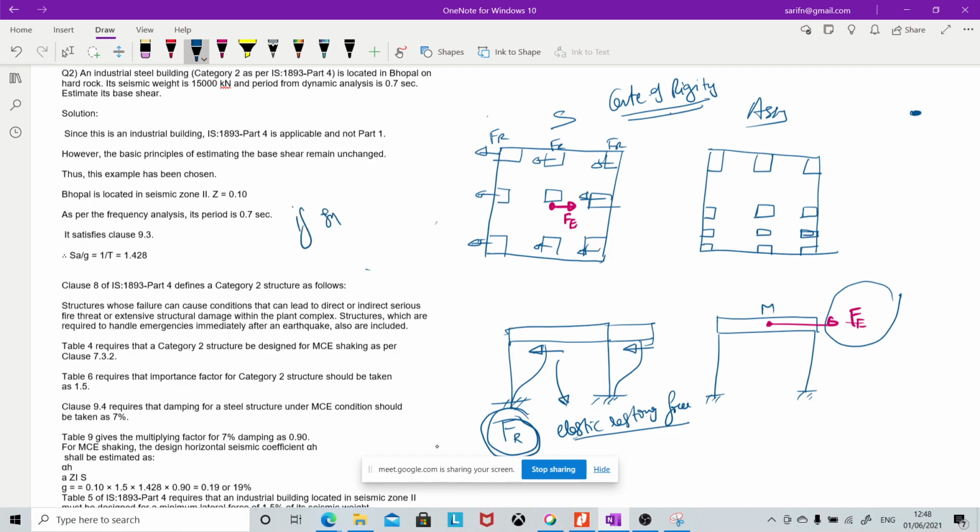If symmetric, what is symmetric? Distribution of mass and distribution of stiffness. If these two are symmetric, then the center of mass and the center of rigidity both will be the same point. What will happen? They will cancel each other. Are you getting it? They will be more or less cancelling each other. At least they are collinear, they are in the same line.